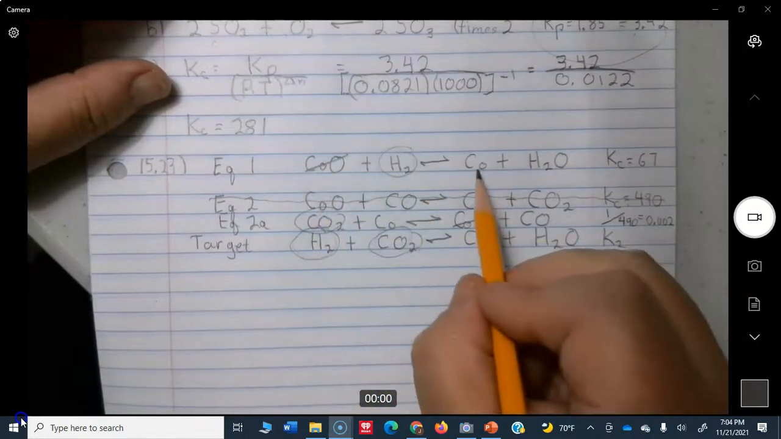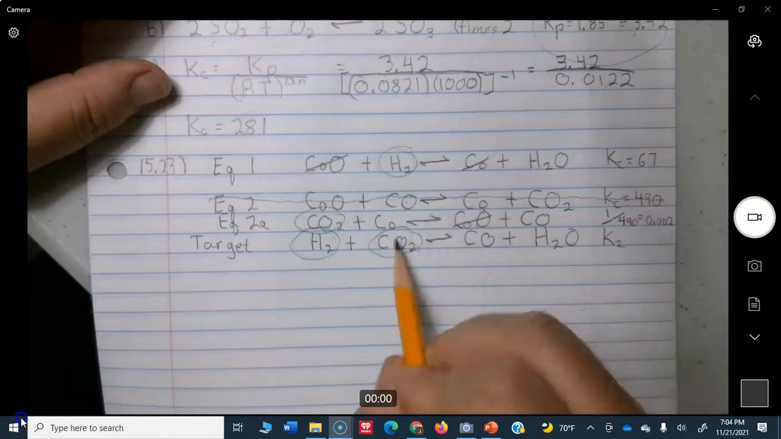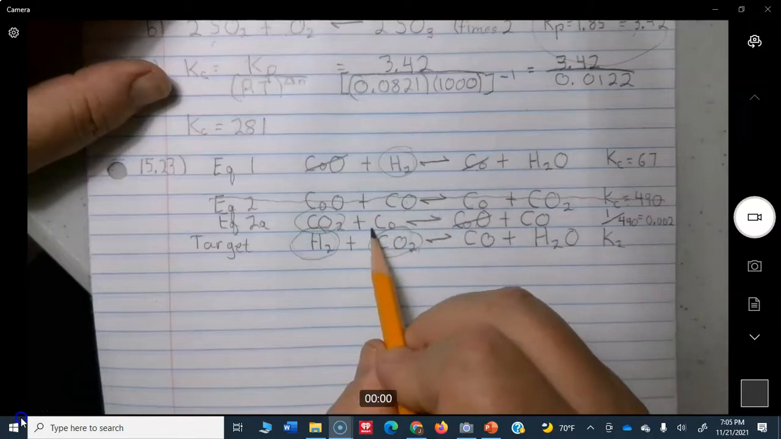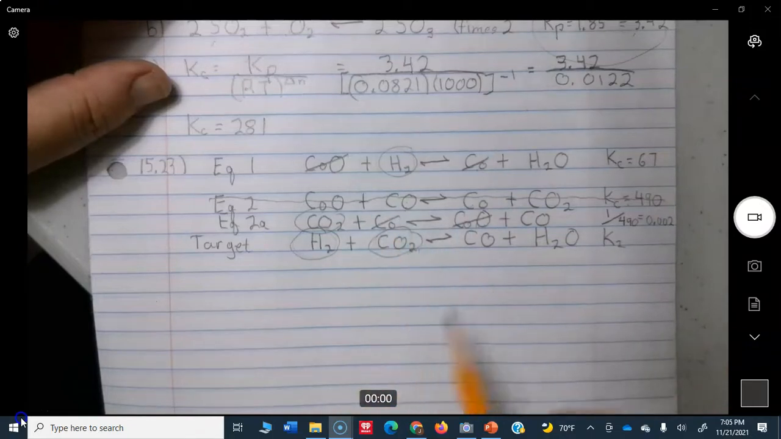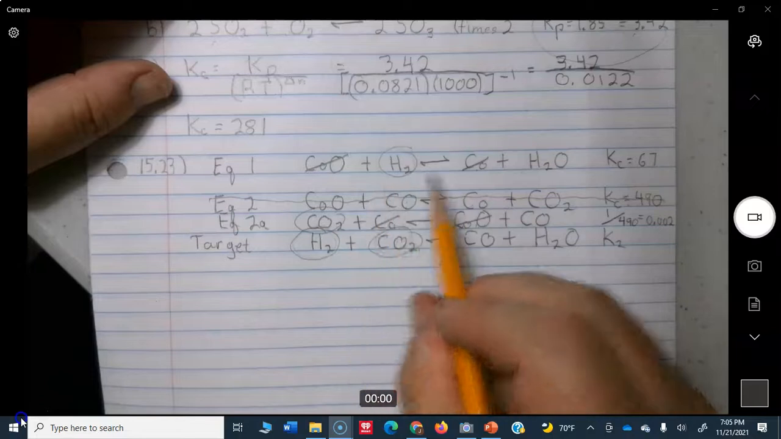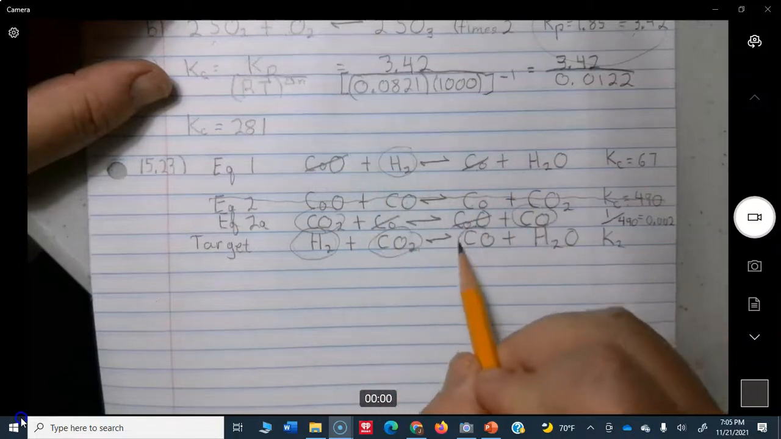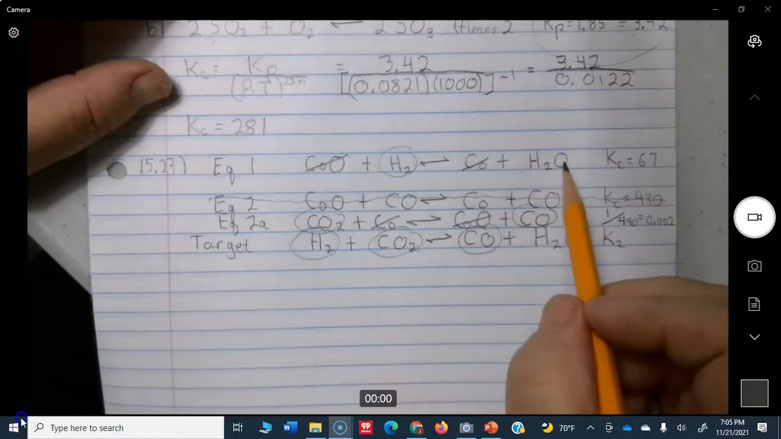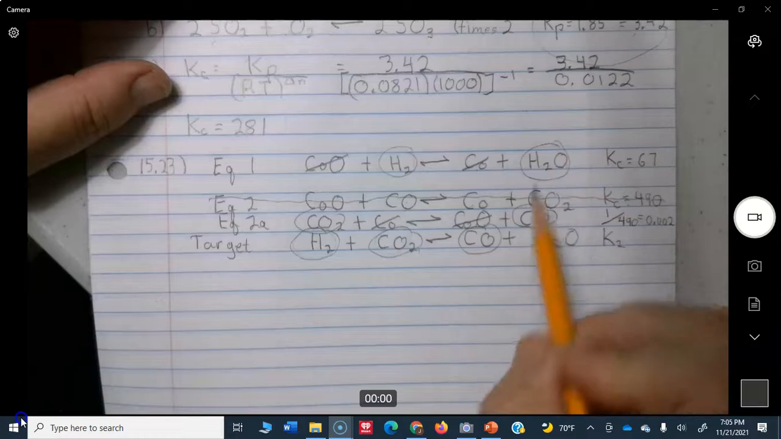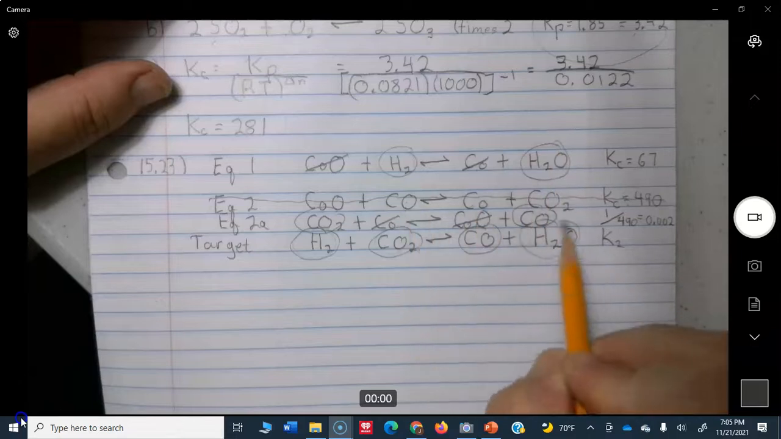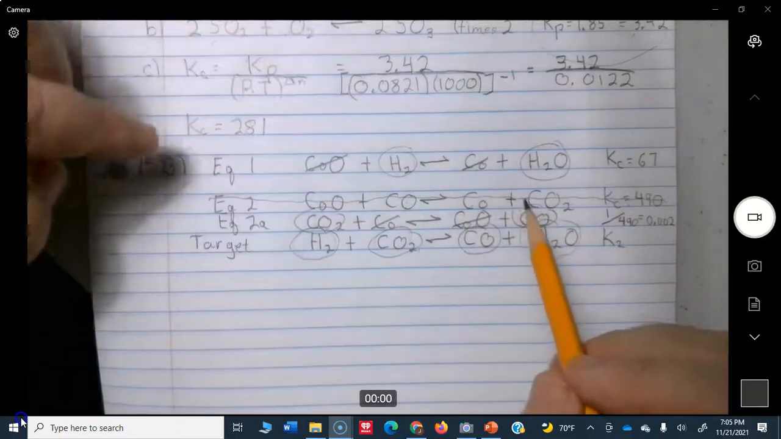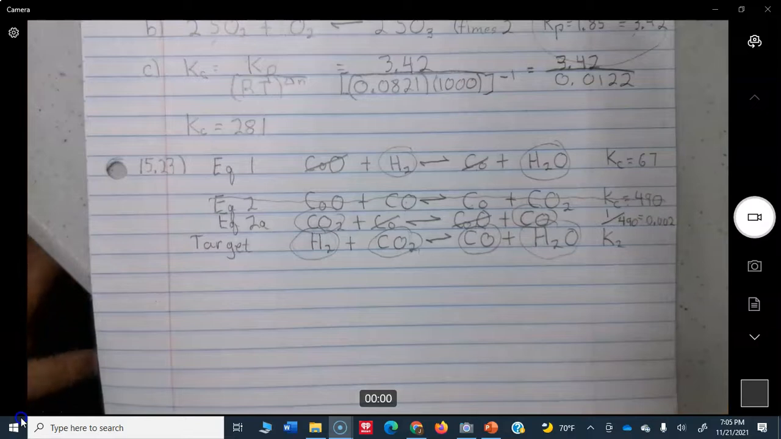Okay, we have cobalt here on the right side, and in equation 2A, it's on the left side, they cancel. We have CO in equation 2 and nowhere else, so we use that, and there it is there. And we have H2O on the right side of equation 1 and nowhere else, so it appears there. So yes, our two equations, 1 and 2A, add up to be the target.